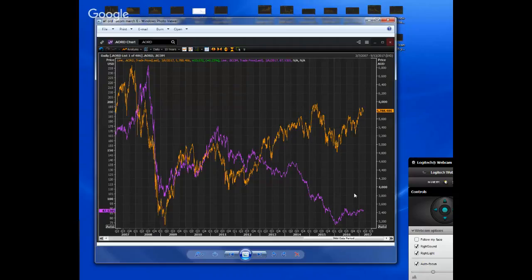Now, this is an interesting division, because look what we have here. This is the All Ordinaries, the Australian Sydney Stock Exchange. And the purple line is commodity prices. And you can see up until right here, which is about the first quarter of 2013, the correlation between commodity prices and the All Ordinaries is astonishingly tight. Yet here, it diverges.